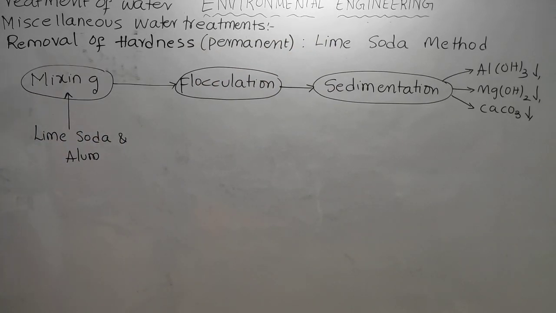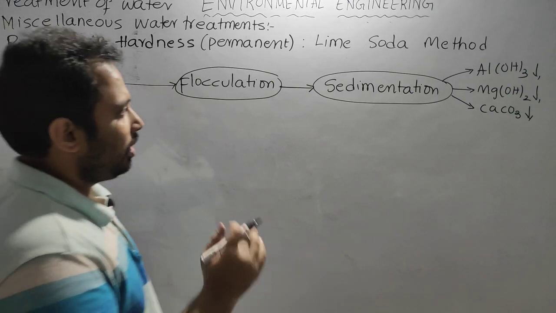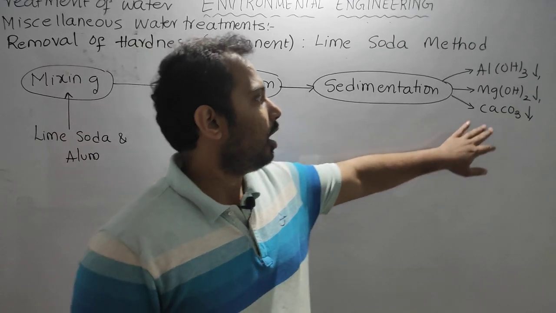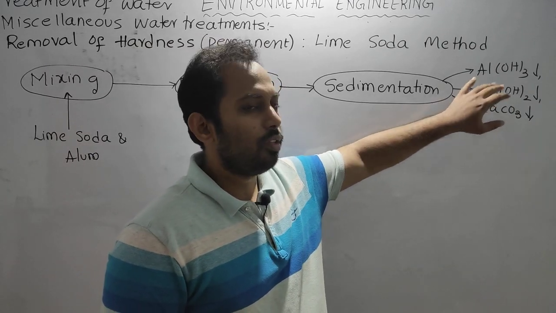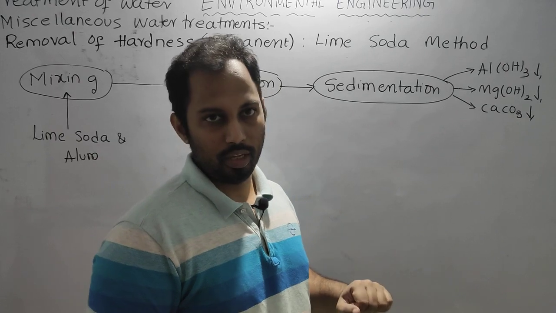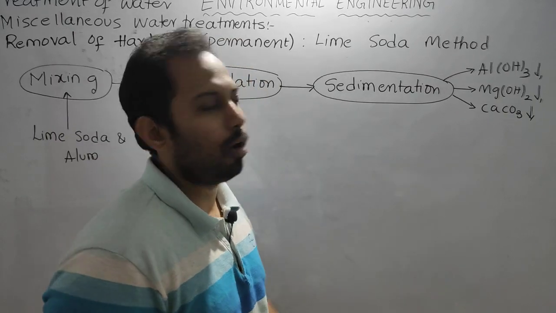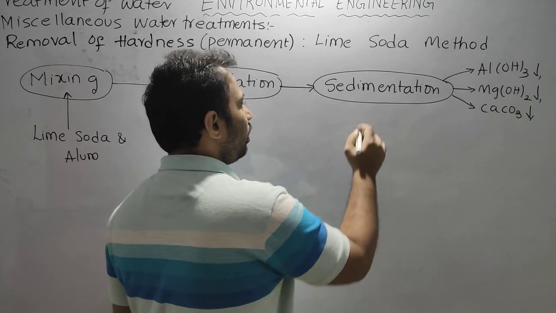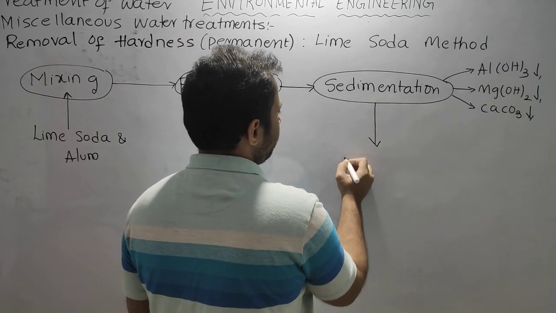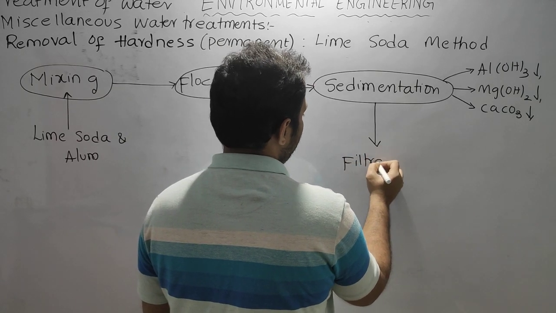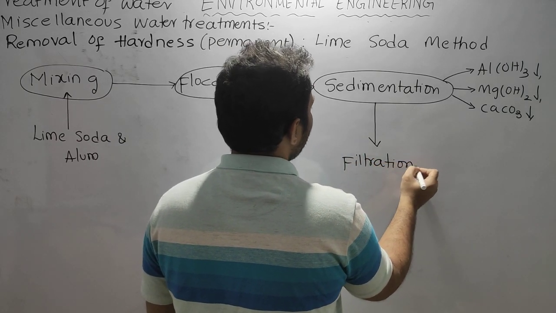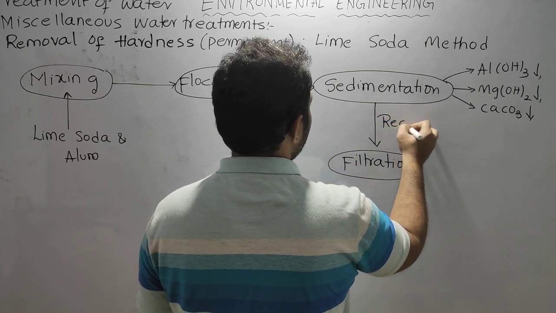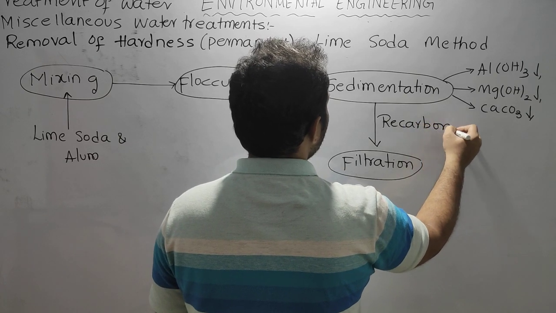And in the same location, after sedimentation, some amount of lime and Mg(OH)2 will remain in soluble form, or may not be settled in the sedimentation. Here we will send them into the filter. But before sending into the filter, we need to do recarbonation here.